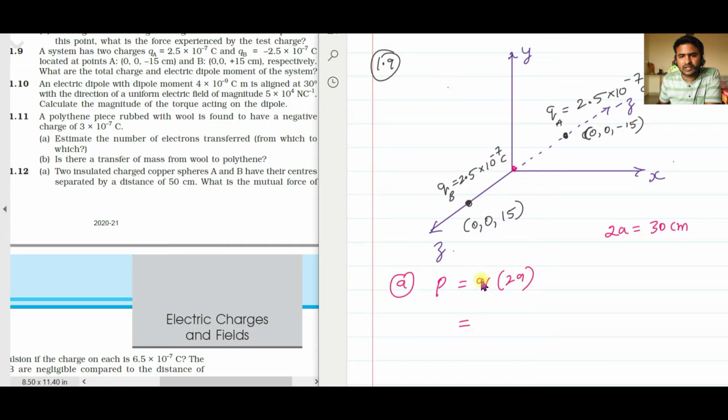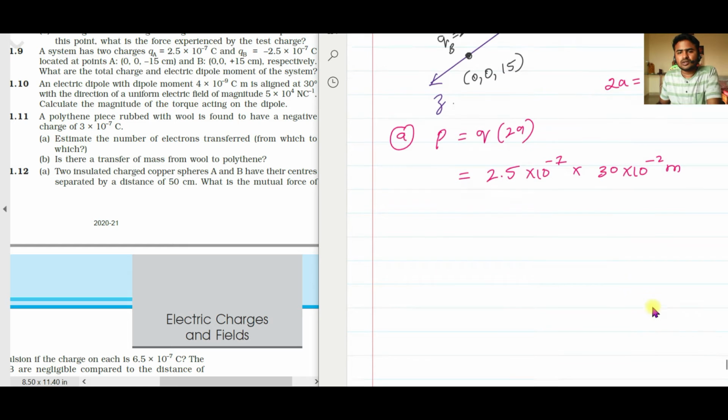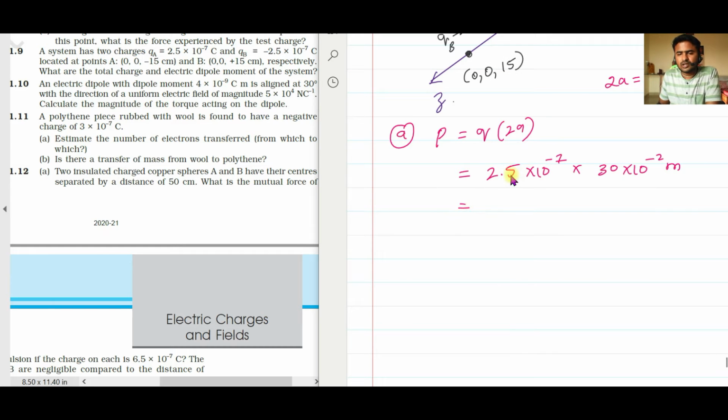And the magnitude of any one of the charges, which is 2.5 into 10 to the power of minus 7, multiplied by the distance between them, which is 30 centimeter. Centi is 10 power minus 2, so I've written centimeter as 10 power minus 2 meters. Now if you simplify this, it is 2.5 into 30. First we will do 25 into 3, that is 75. Now we'll take care of the 10 powers. 10 power minus 7 into 10 to the power of minus 2 is 10 power minus 7 minus 2, which is 10 power minus 9.